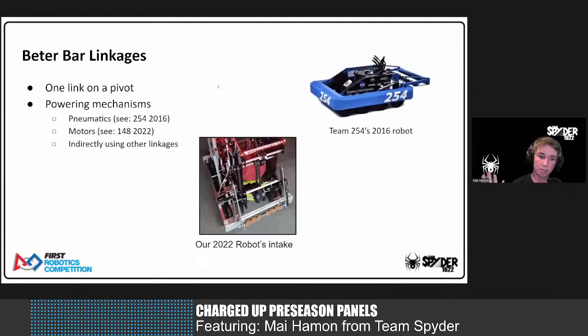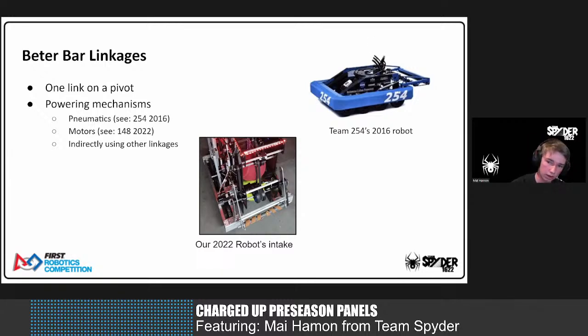So now we can open up with the beater bar linkage, which is the simplest linkage, which is why we're opening our discussion with it. It has a single hinging point, and it rotates and actuates around that hinge. These linkages need to be driven by something, which usually sees a 50-50 split between a pneumatic and a motor, and rarely, occasionally, because we use it on this year's robot, but rarely, they use other linkages to power the beater bar.